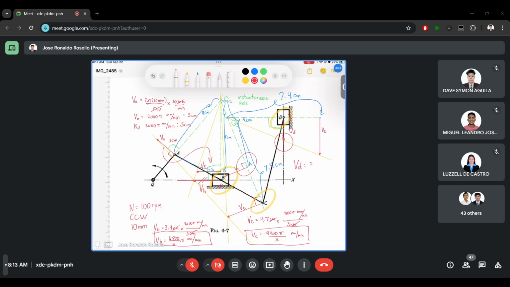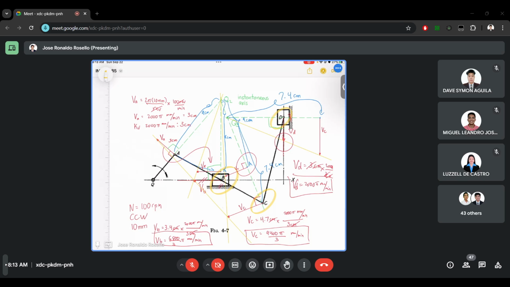is equal to 3 centimeter multiplied by the kV, 2000 pi over 3 centimeter. Cancel centimeter, we will have cancel 3, 2000 pi mm per minute. So that's velocity analysis using instantaneous axis of velocity method.